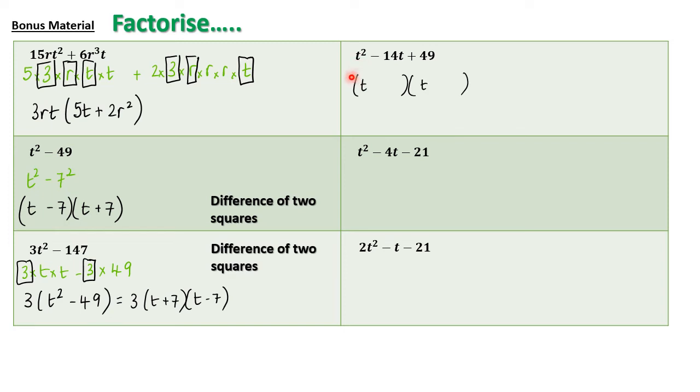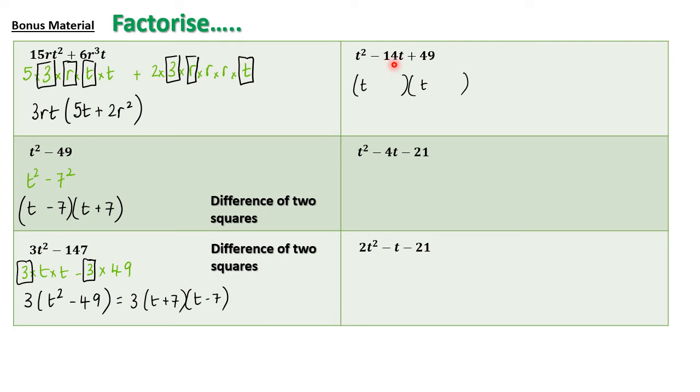Because we just have a t squared at the front, we've got a t at the front of both of these brackets. And then I need to consider the numbers at the end of these brackets in each one, and they need to multiply in this case to give me 49. Now 49 we've met before. We know 7 times 7 gives me 49. I can't think of any other factors apart from 1 and 49.